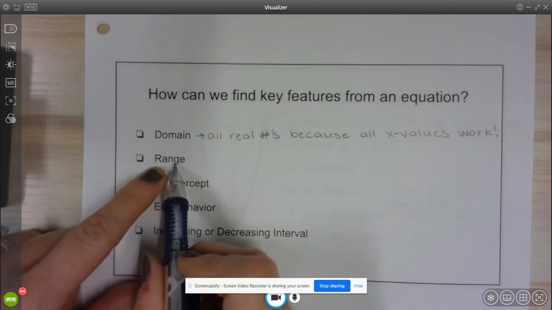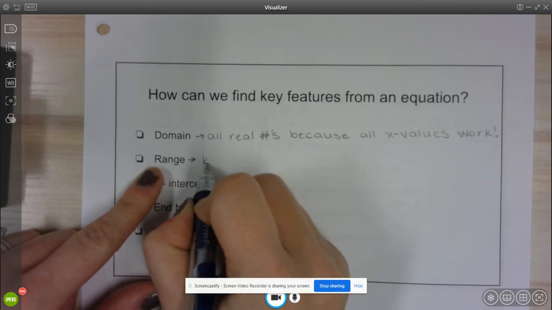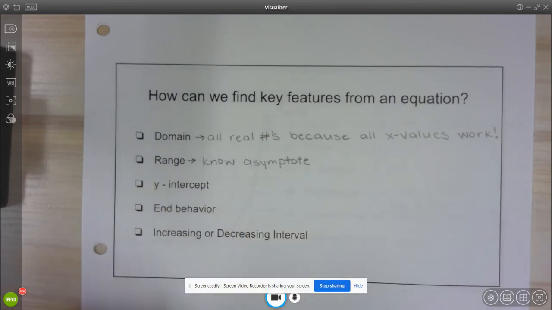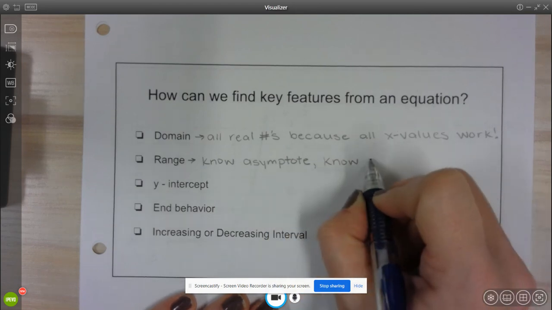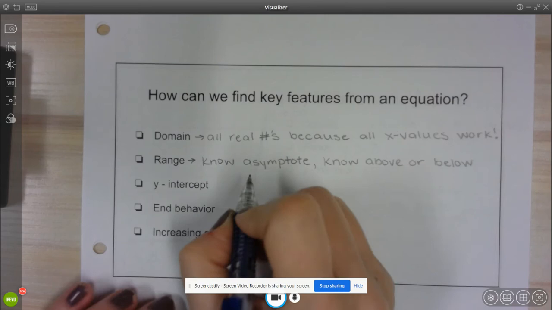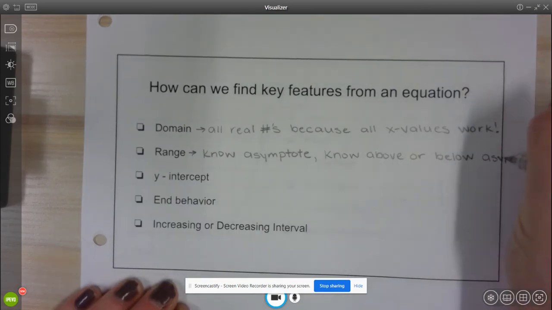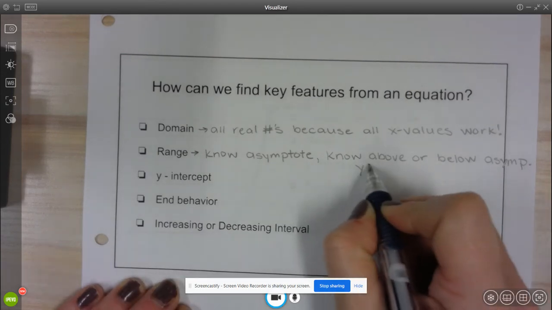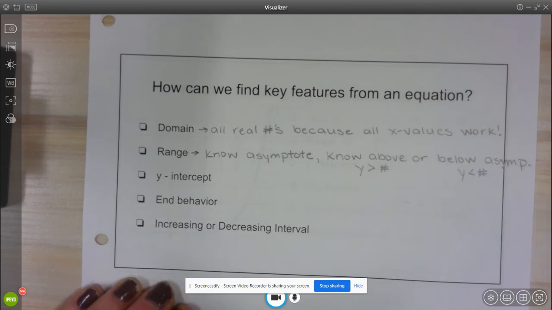Our range will depend on a couple things. We need to know our asymptote, and I need to know if it's above or below the asymptote. If it's above the asymptote, that's when my y value is greater than that number. If it's below the asymptote, that's when y is less than that number.